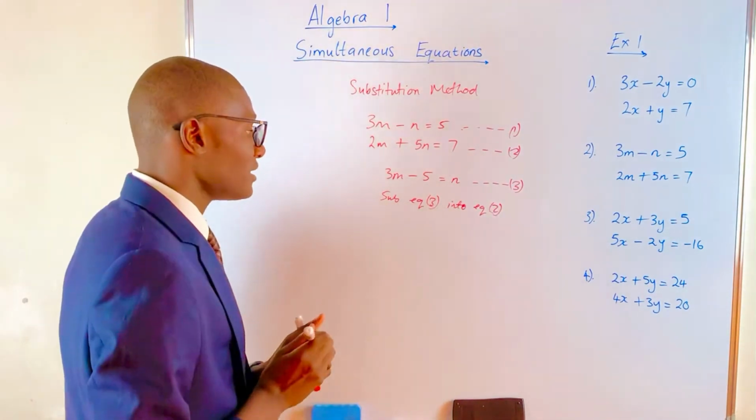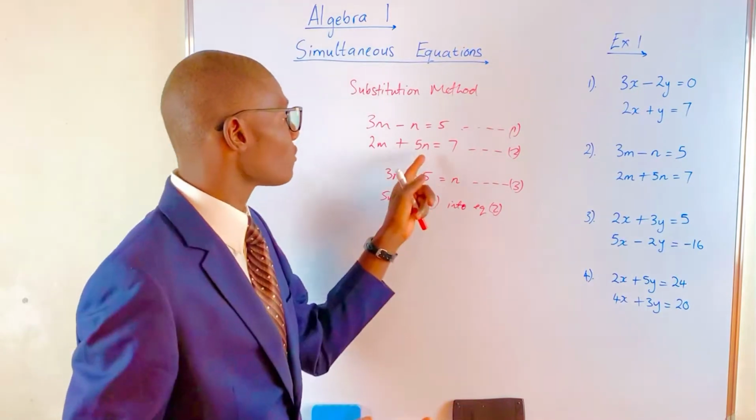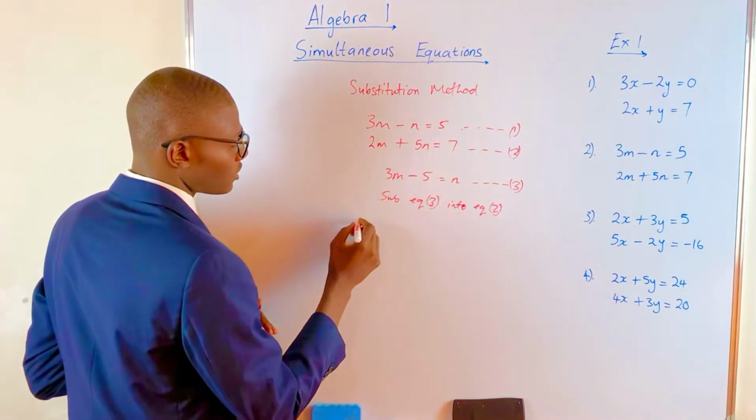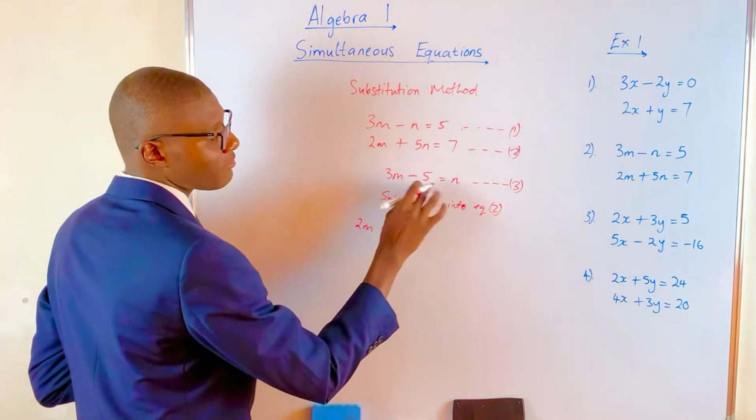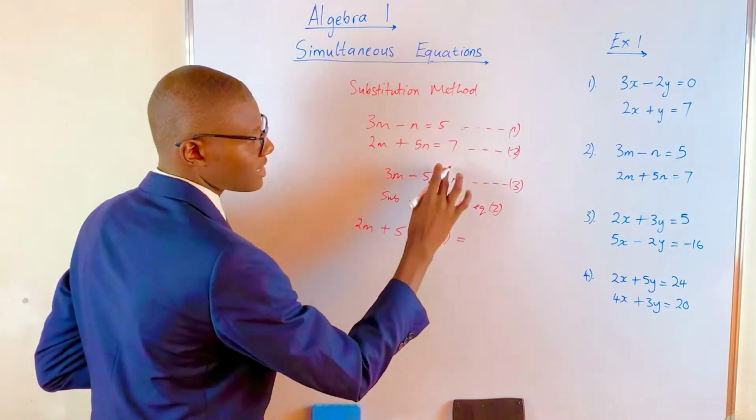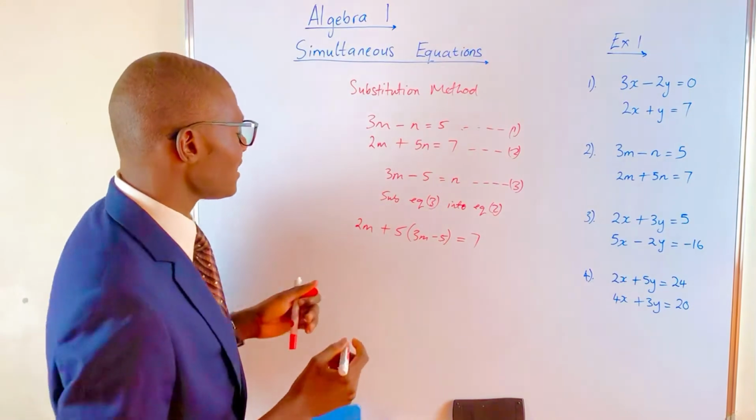What does this mean? This implies that from equation 2, in place of n, we are now putting 3m minus 5. So we've got 2m plus 5n, n being equal to 3m minus 5, and this is equal to 7. And from this, we can easily solve for m.